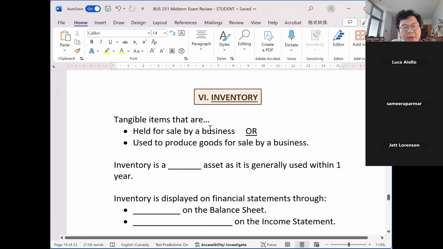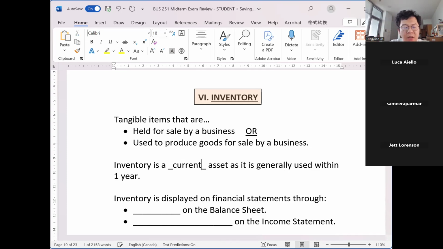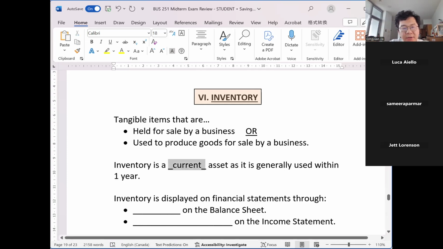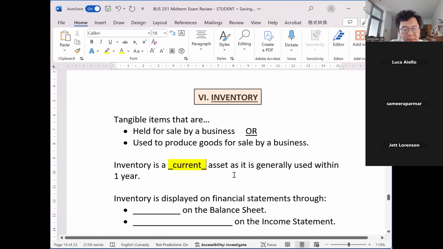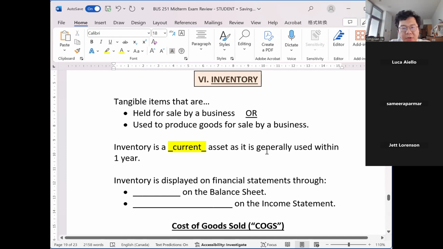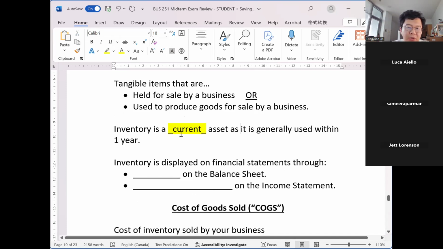So these tangible items are something that is held for sale by a business, or it's used to produce goods for sale by a business. And inventory is a current asset, so it's relatively easy to liquidate, as it's generally used within 1 year. So it's classified in current assets.